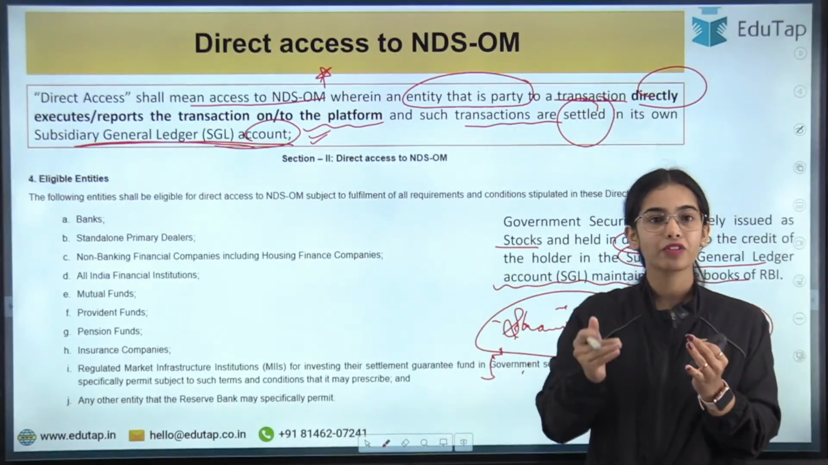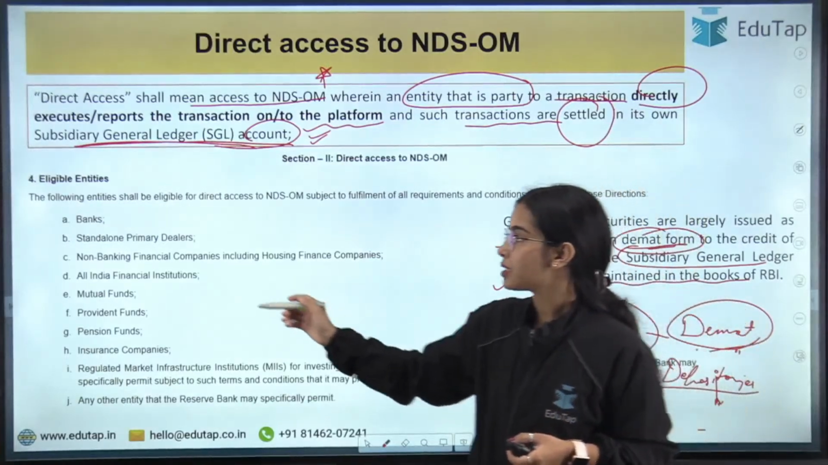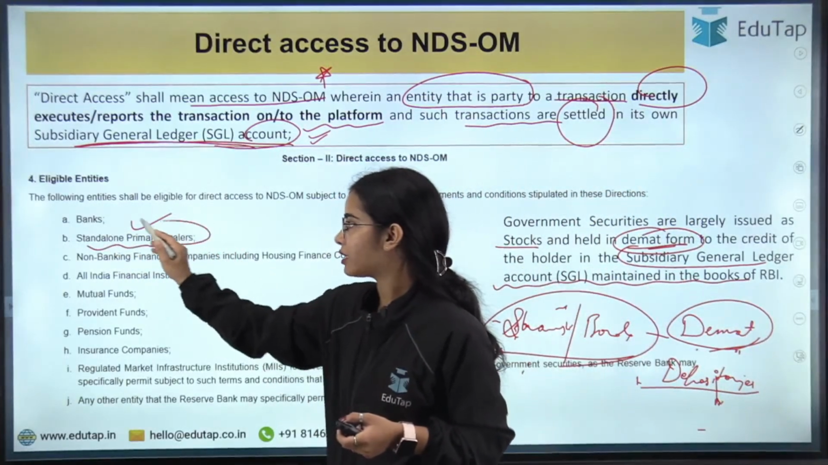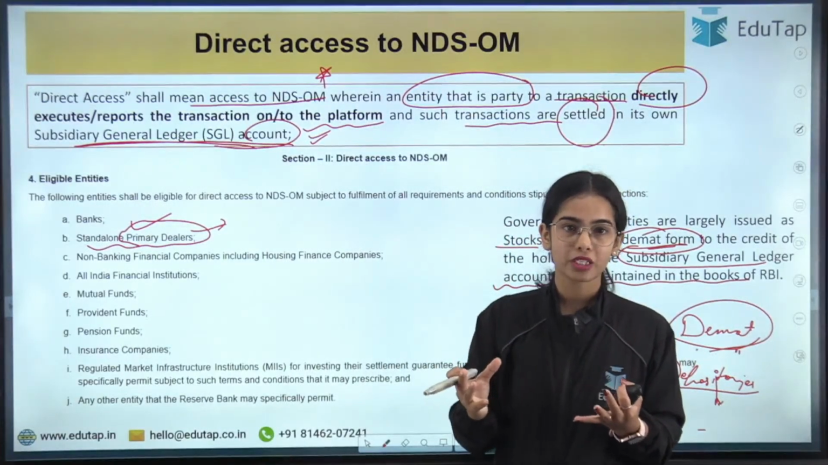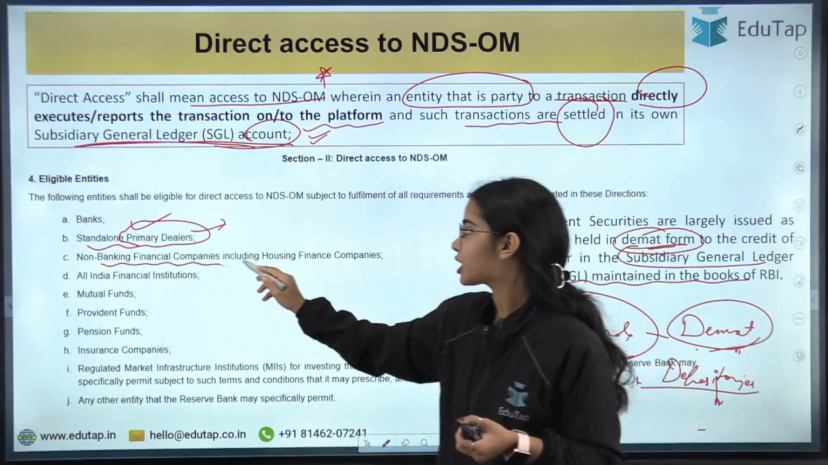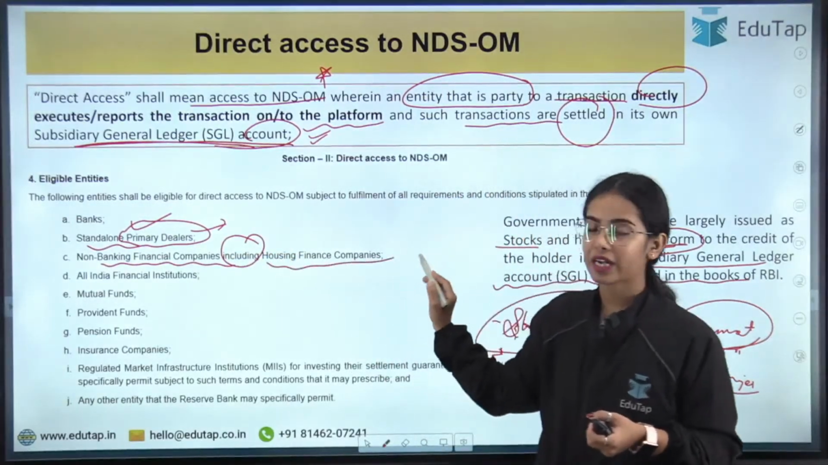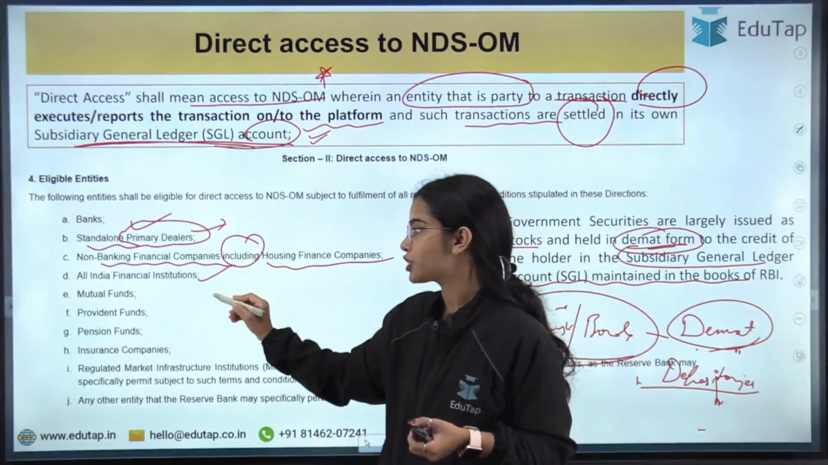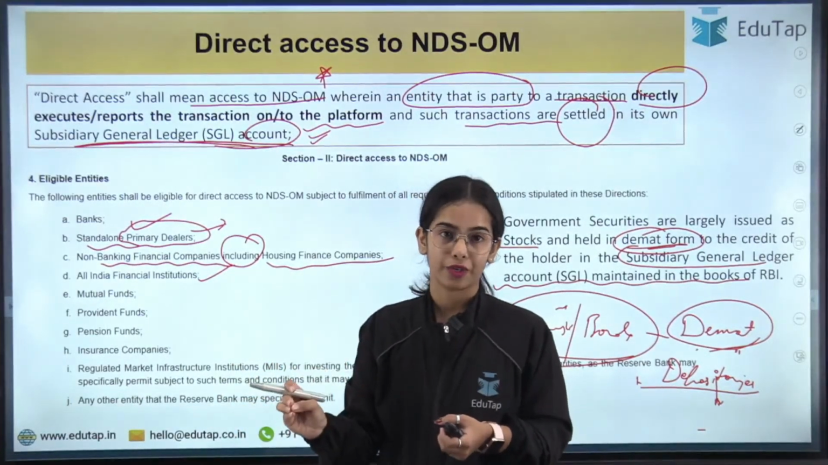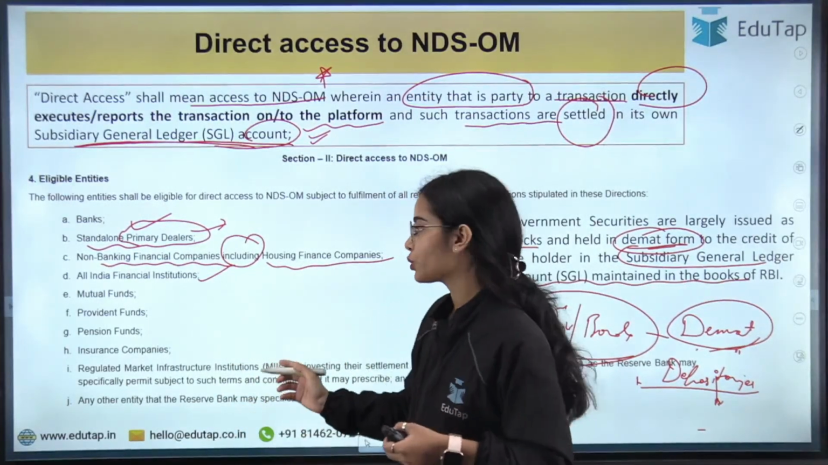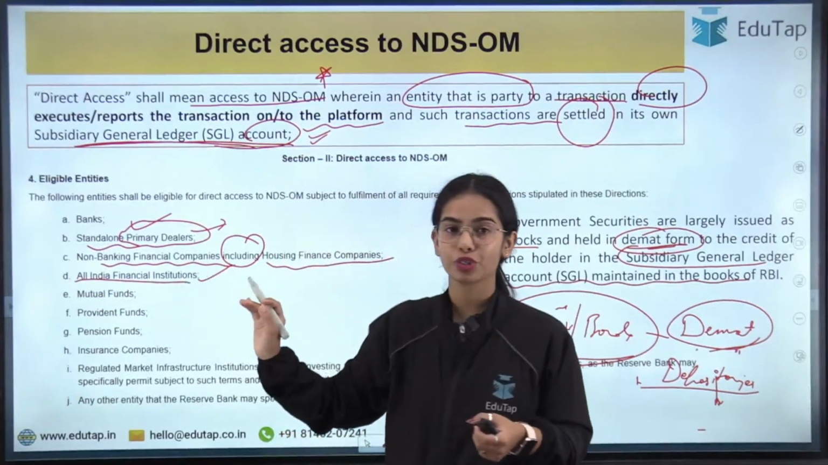Now who can have the direct access to NDS-OM? The banks, standalone primary dealers. The primary dealers are considered important in the government securities market. Non-banking financial companies, including housing finance companies. All India financial institutions. How many all India financial institutions do we have in our country? Do you remember? So do tell me, how many all India financial institutions do we have?